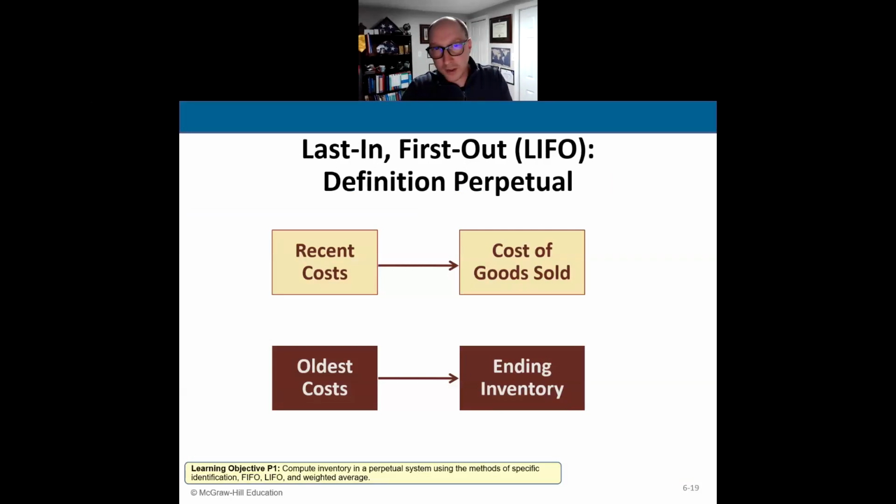The next method, as you know, is last in, first out. This means that my most recent costs will be representative of my cost of goods sold. Why? Because the last ones I purchased will be the first ones I will sell. The oldest costs, the purchases I made before that, will represent my ending inventory.